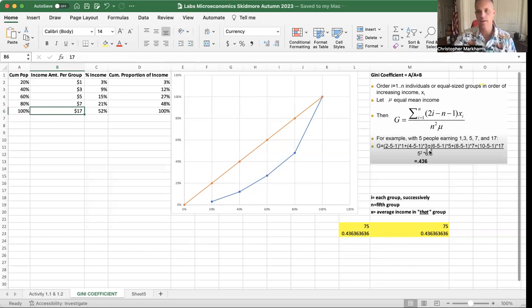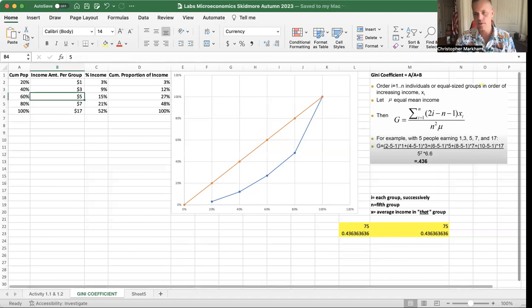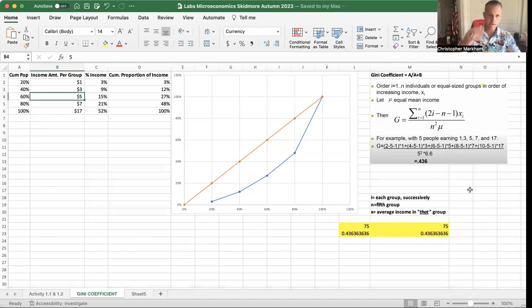And so in each case, you have to get the average income for that group. So what is the average income of the second group, the third group, the fourth group, the fifth group, right? It's listed here. The average income of the first group is 1. The average income of the second group is 3. Average income of the third group is 5, 7, and 17. So these are pretty easy to understand because they are pretty straightforward and simplified, right?